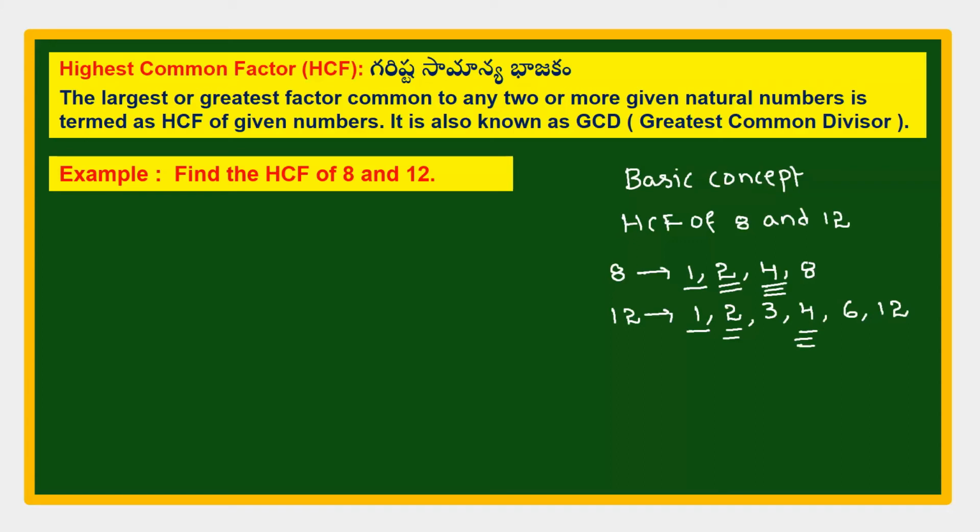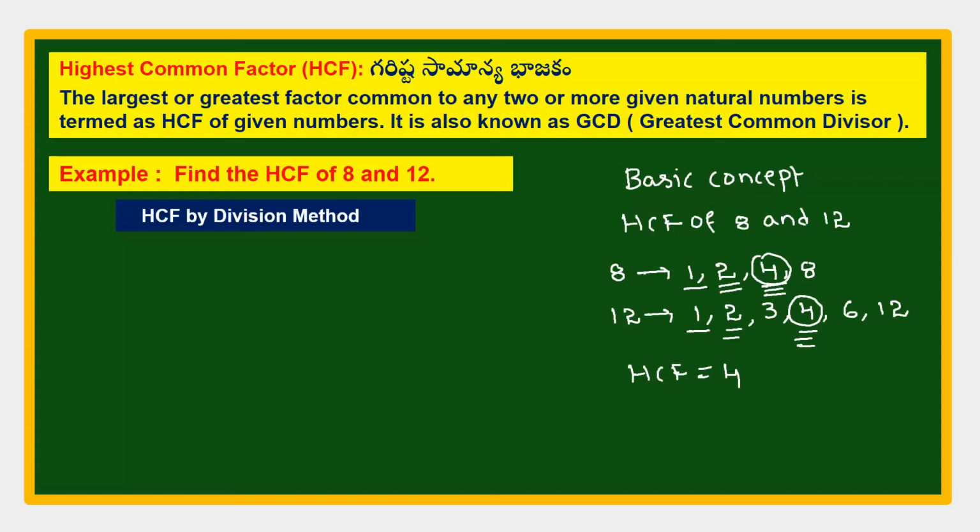But what is HCF? HCF means highest common factor. So here highest common factor is 4. So HCF is 4. Right. Now I'll explain how to find HCF by using the division method.